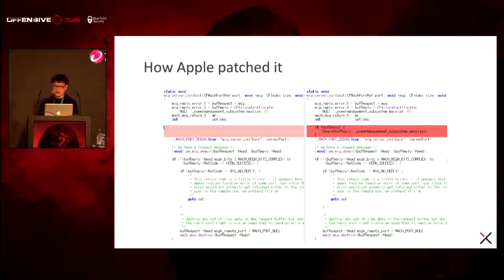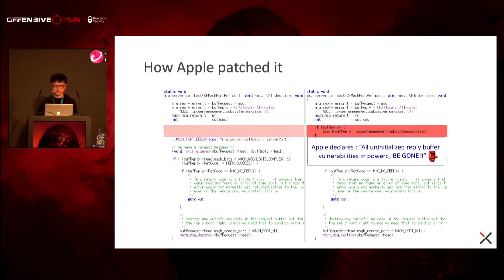Unfortunately, at some point, Apple eventually demolished all of these bugs in the PowerD with a 3-liner patch. What Apple did is they basically wiped the entire output buffer with 0 before passing it down to the MIG functions. So yeah, there goes all of the uninitialized variable bugs in PowerD.